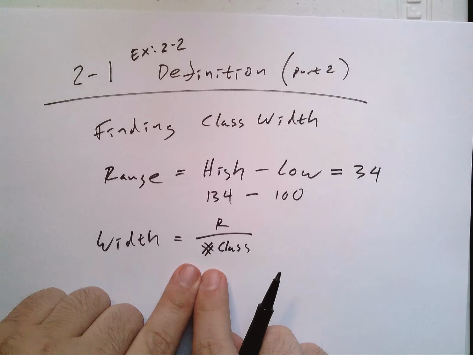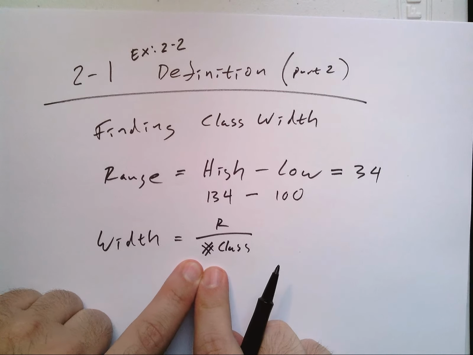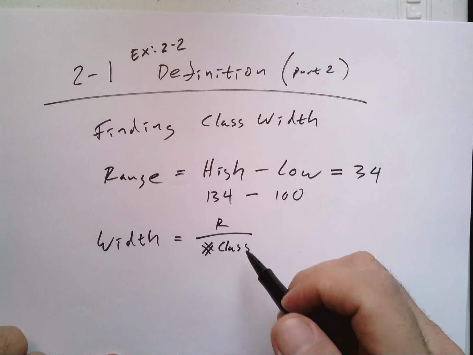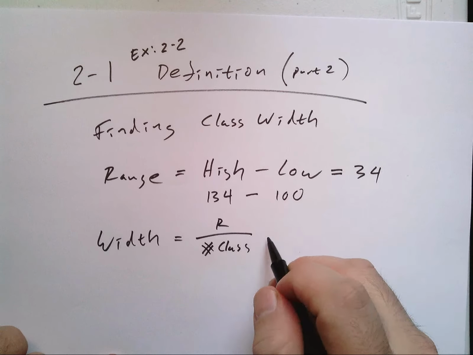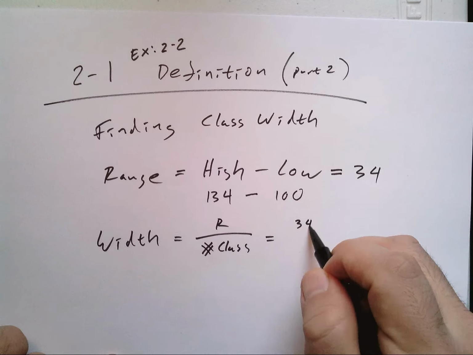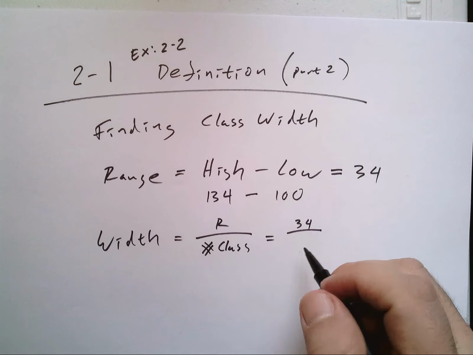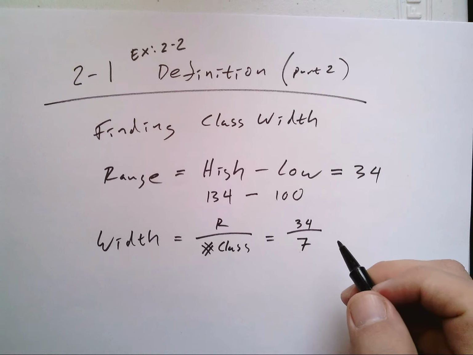I'm using the hashtag symbol here to represent number of. So I have width is equal to range divided by number of classes. So in this case, the range was 34, and the number of classes that they divided their grouping into was 7. Now, for the most part, we're going to allow our calculators to make that decision for us.